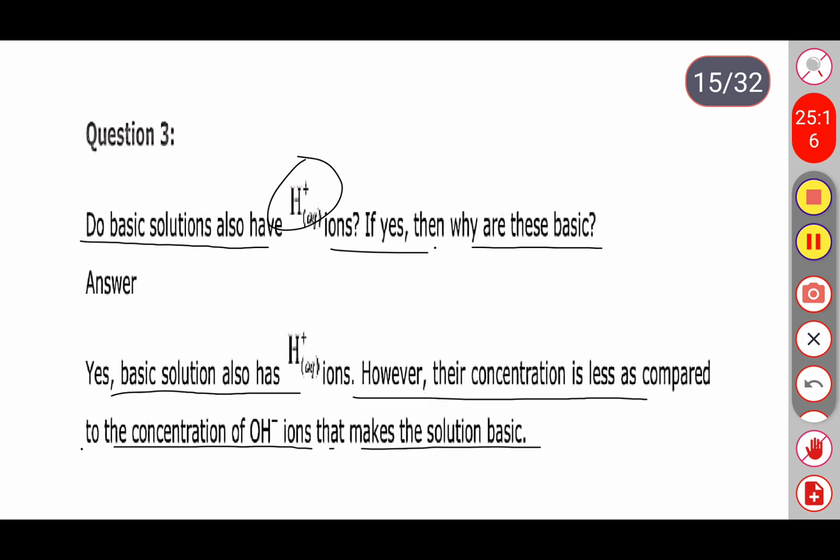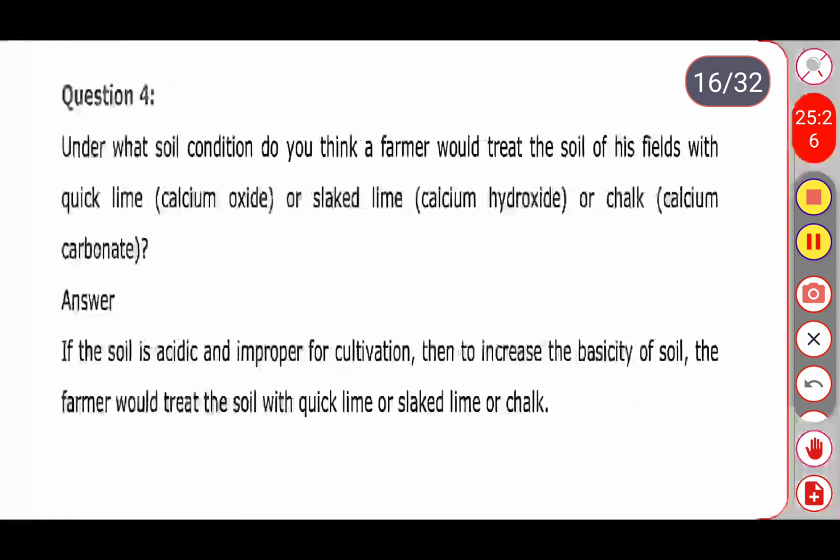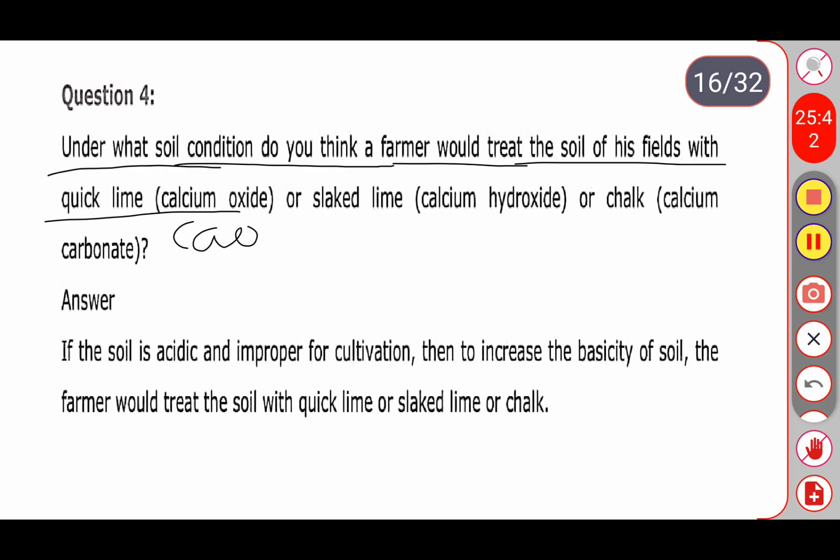Okay, let's see the next question. Under what soil condition do you think a farmer would treat the soil of his field with quicklime, calcium oxide, CaO? So this is the chemical formula of quicklime. Then calcium hydroxide, Ca(OH)2, and the next one is calcium carbonate, CaCO3.